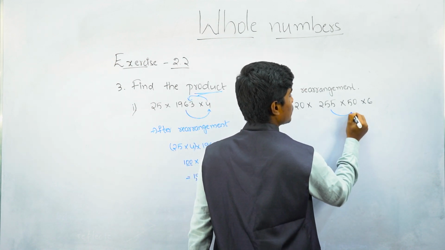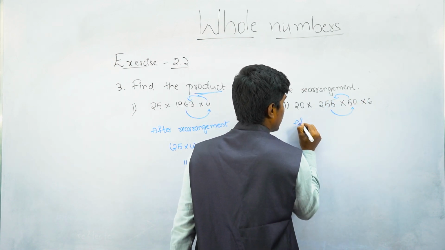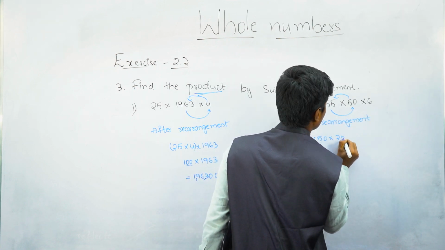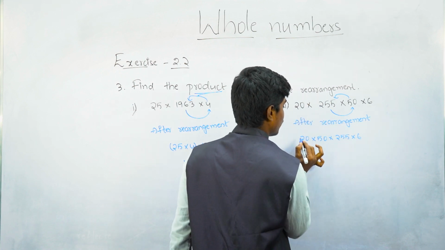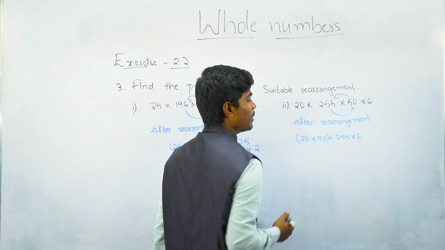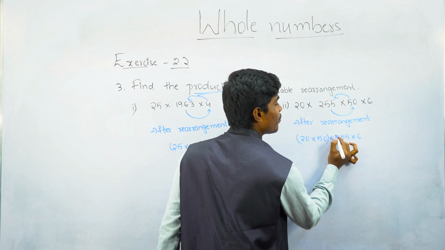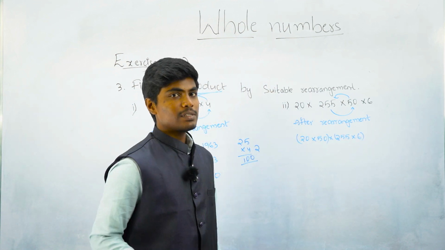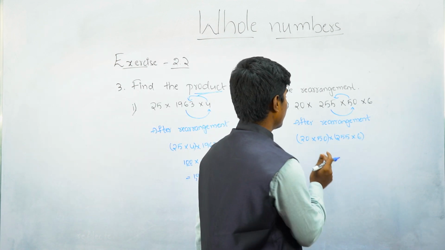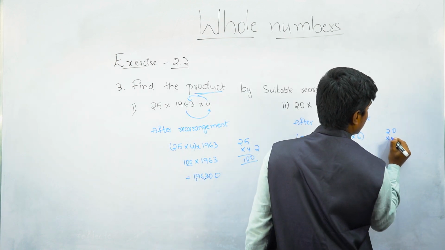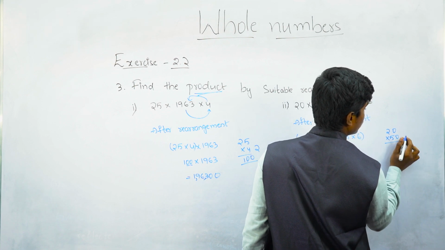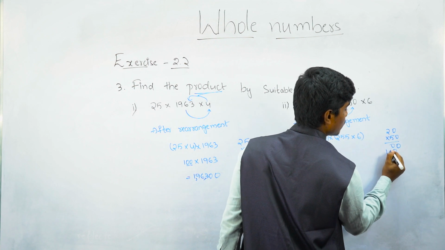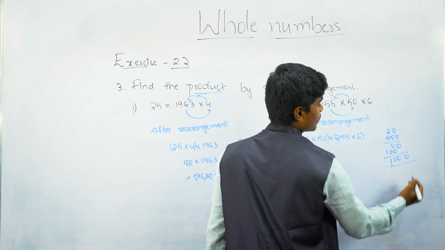Now, in this, we have to rearrange the numbers. We will rearrange the middle two numbers. After rearrangement, 20 into 50 into 255 into 6. First, let's find the value of the first two numbers, and we'll find the value of the second two numbers, and we will find the product of the two results at the last. First, 20 into 50. 0 into 0, 0. 0 into 2, 0. 5 into 0, 0. 5 2s are 10. So the answer is 1000.